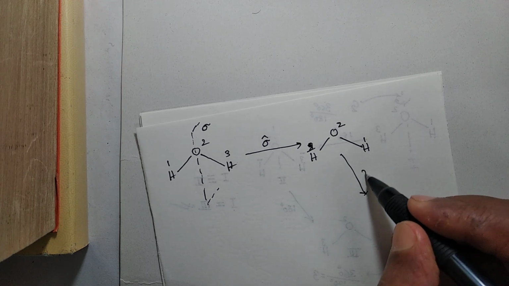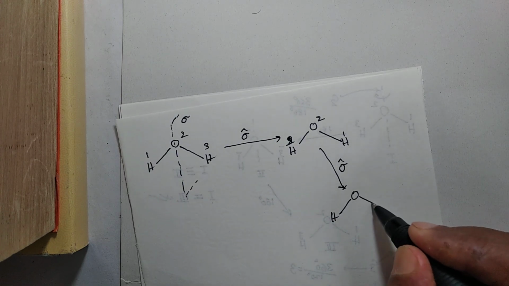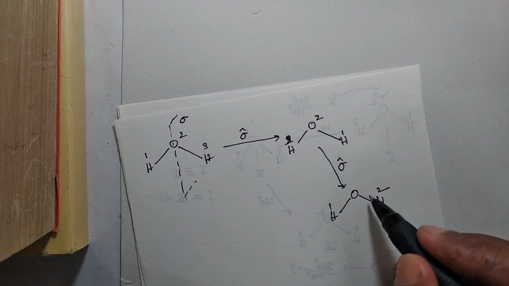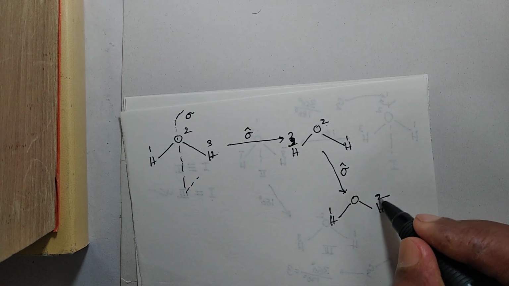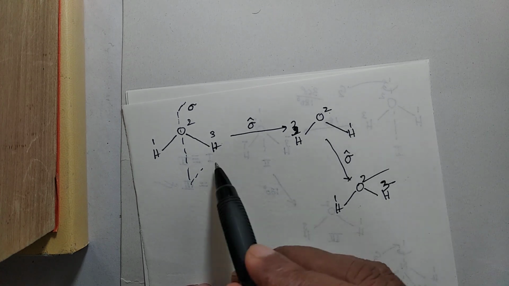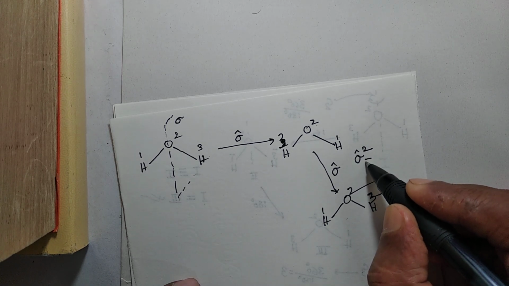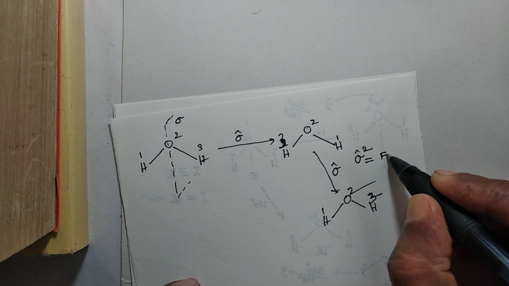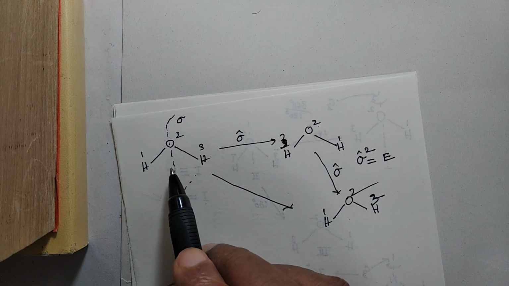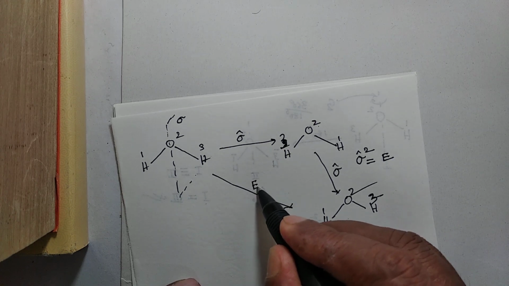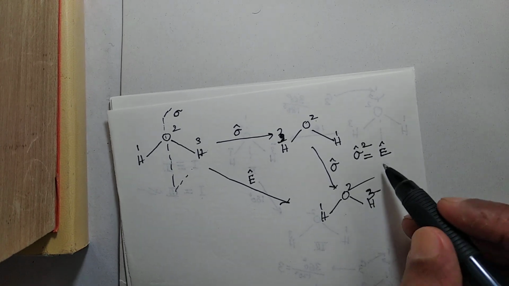If you carry out a further reflection on the same plane, what will happen? You will get the original configuration. 1 will come to this place and 2 will come to this place. This is 3, this is 3, and this is 2. Now, this is the same as this one. Therefore, we can write that sigma operation carried out twice will produce an identical configuration. This operation, that is doing nothing, just identifying and doing nothing, will be denoted by E operation. E comes from the German word Einheit, meaning do nothing.